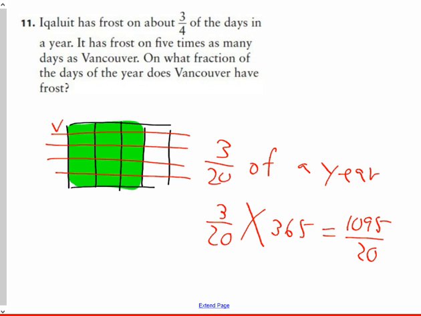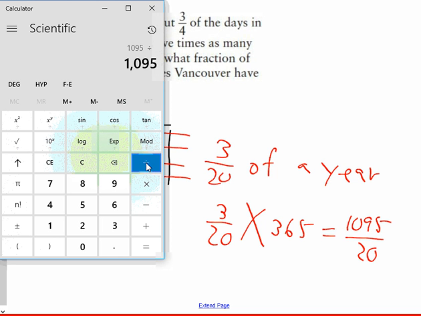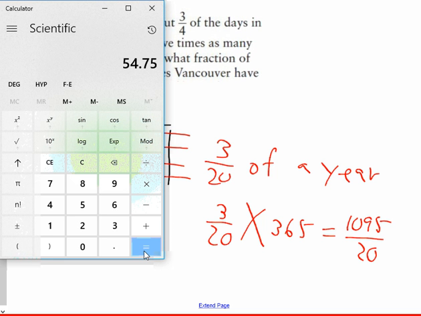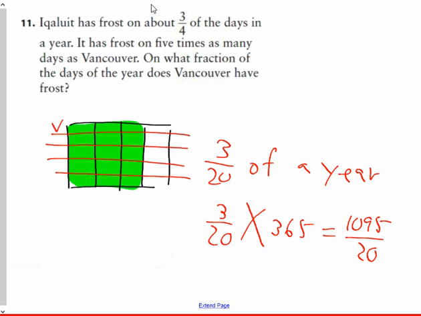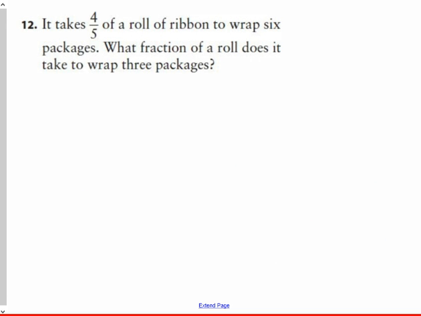Which if I divide that 1,095 by 20, this is getting more confusing than I anticipated. That means that during a year, 54 3/4 days of a year in Vancouver is roughly, approximately 51 days a year. Roughly 2 months has frost. All right, that didn't go as well as I anticipated, but that's okay. Let's go to the last question.